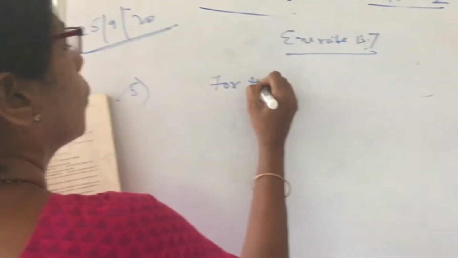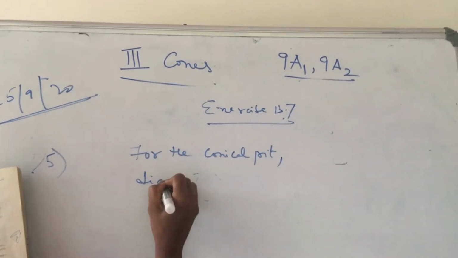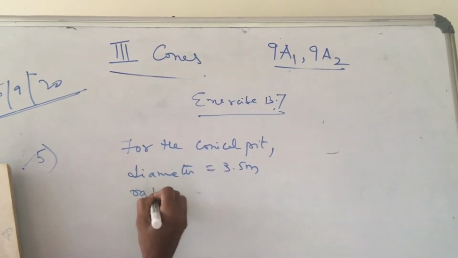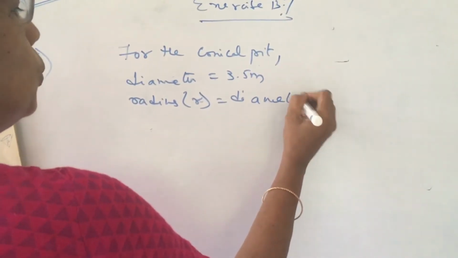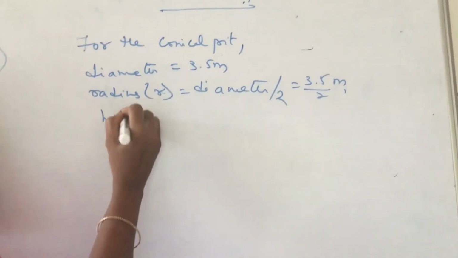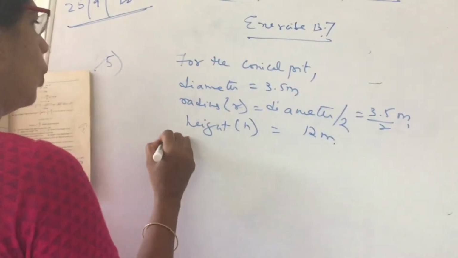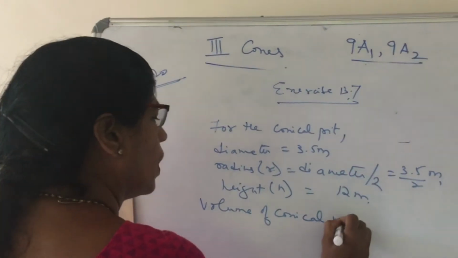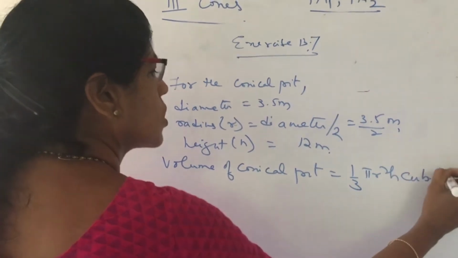For the conical pit, what are you given? Diameter. How much is the diameter? 3.5 meters. Radius r is equal to diameter by 2, which is equal to 3.5 by 2 meters. Leave it like that. Height h. How much is your height? Your height is 12 meters. Volume of conical pit is equal to 1 by 3 pi r square h cubic units.